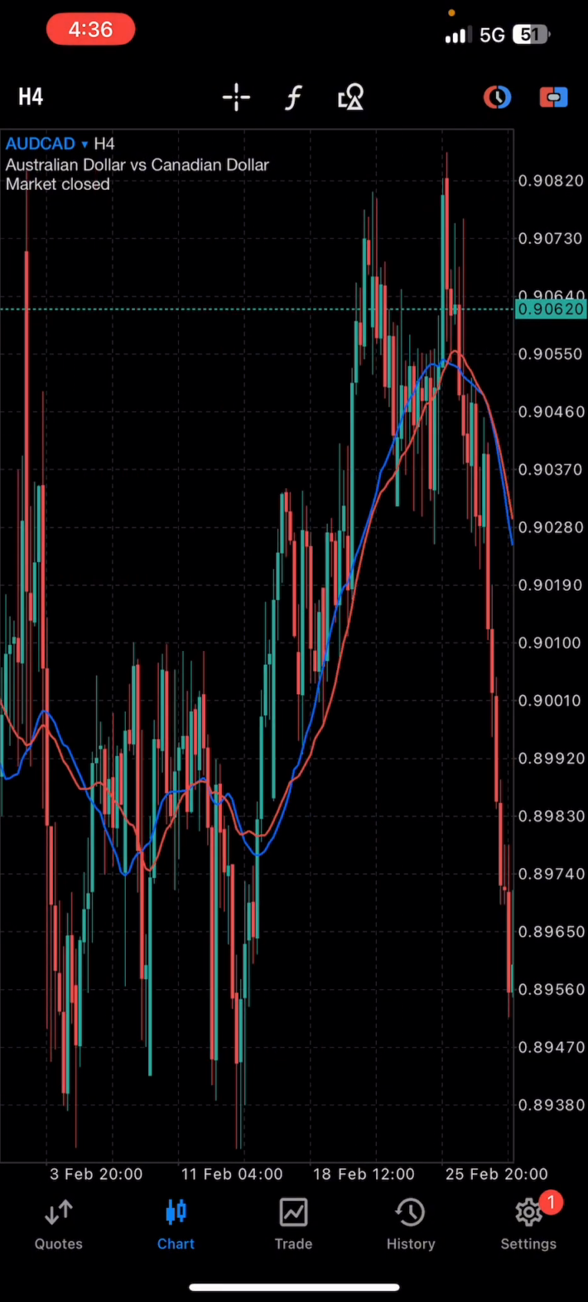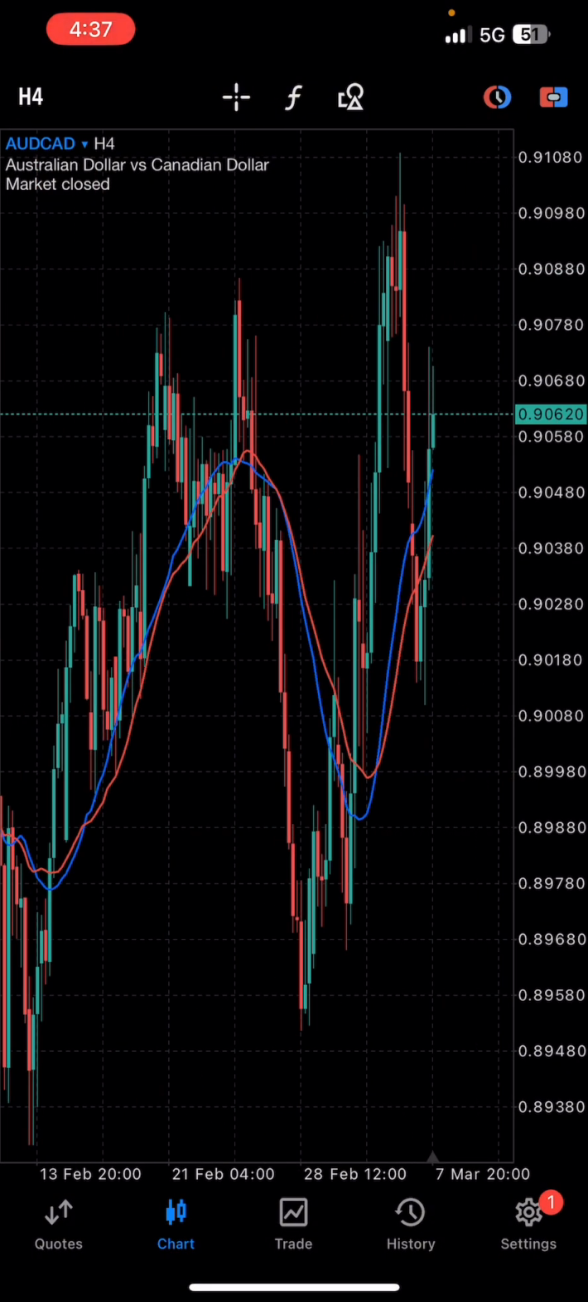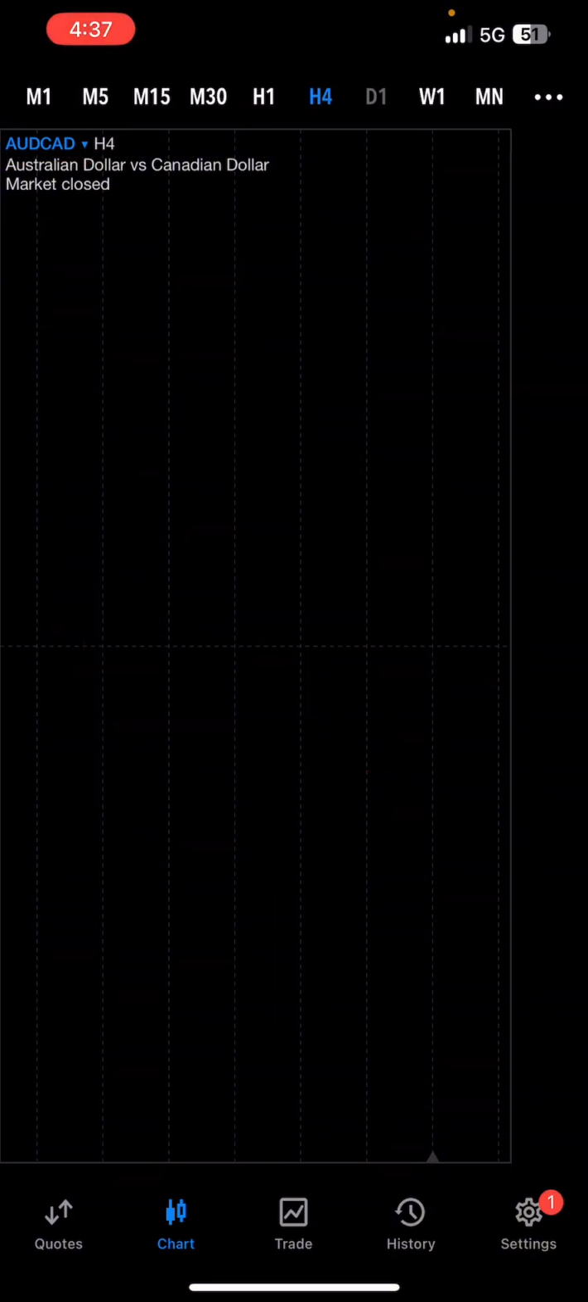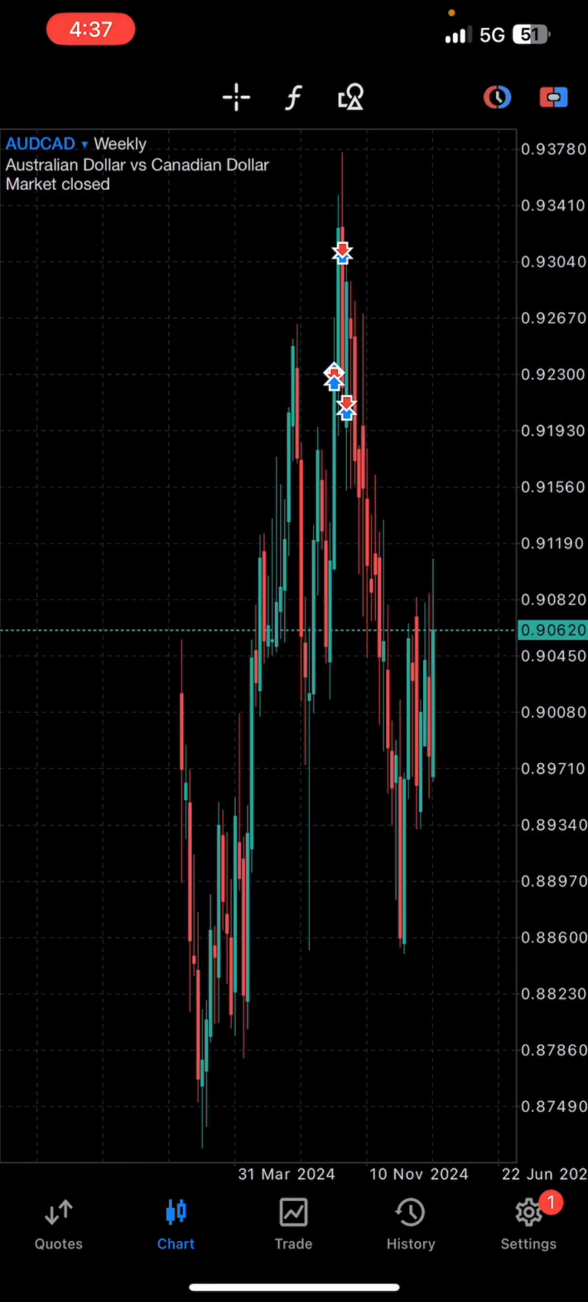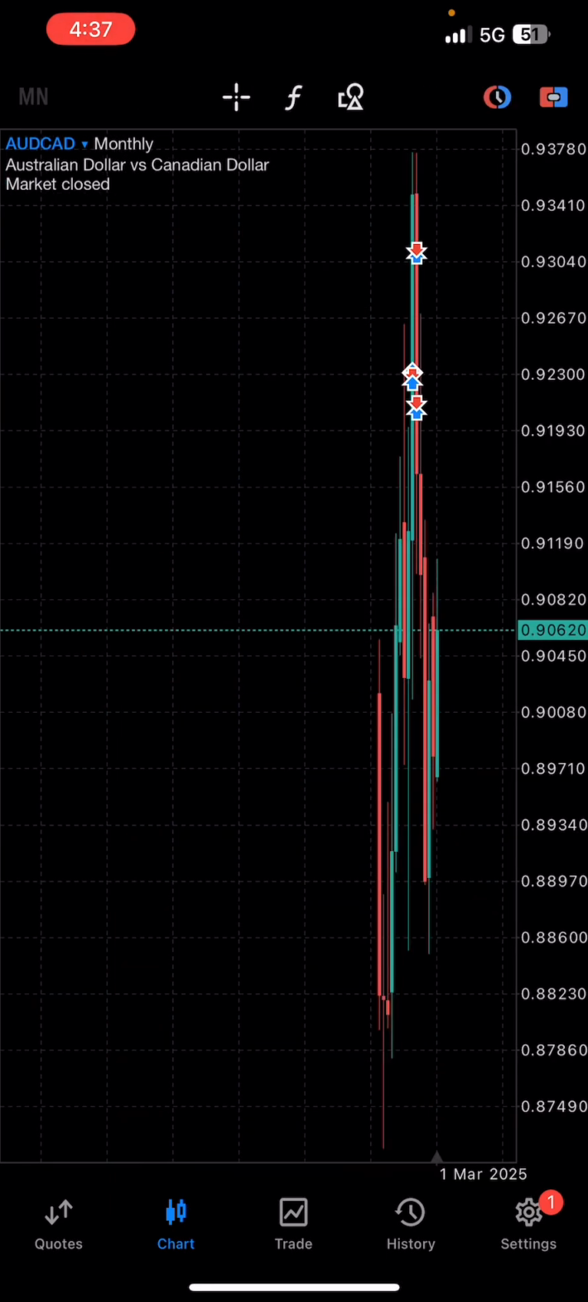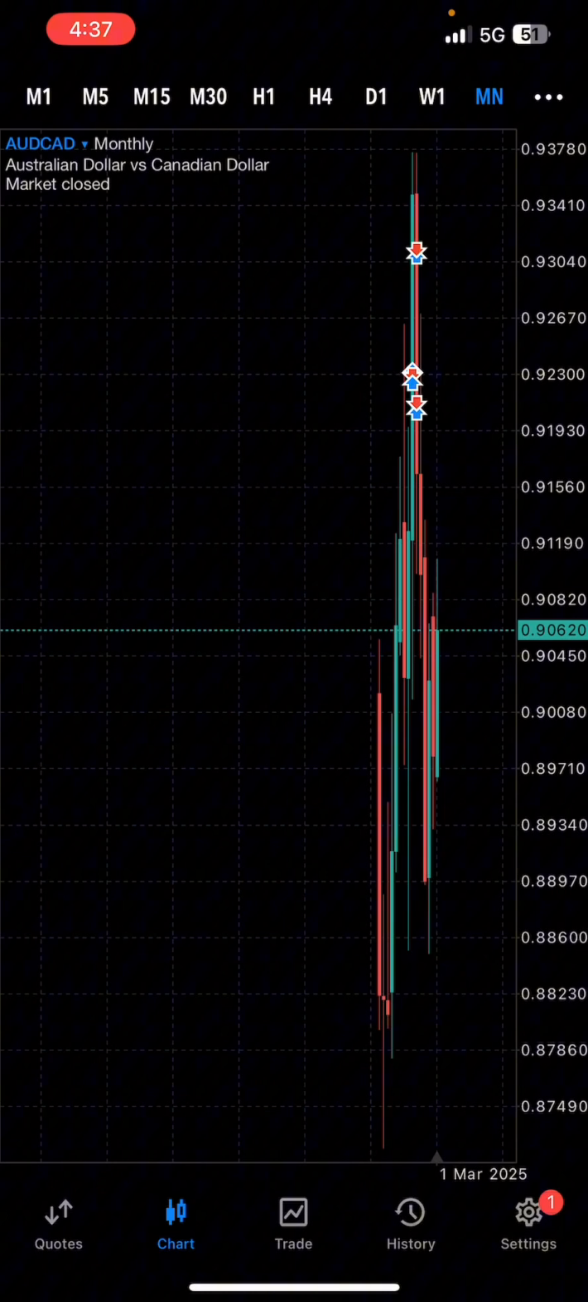So what can you do on this chart? There are a couple of things you can do. You can place a trade right from this chart. So let's explain everything here on this chart. This H4 means that's the time frame we are in. H4 stands for 4 hours, D1 stands for 1 day, W1 stands for 1 week, and MN1 stands for 1 month.